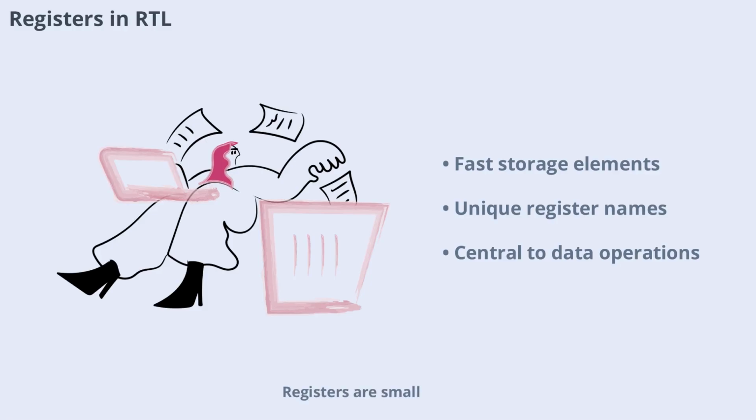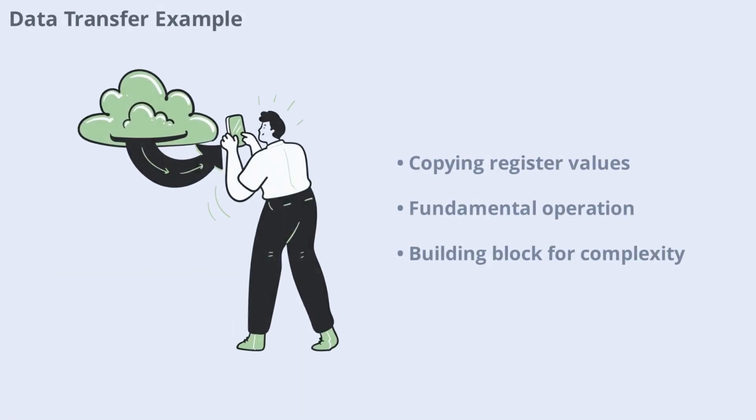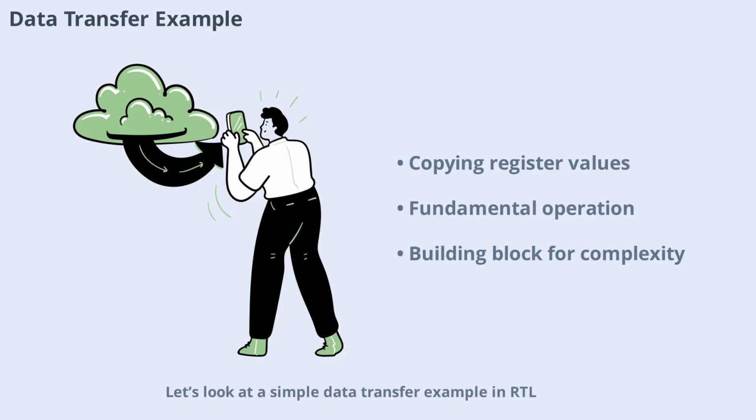Registers are small, fast storage elements within a CPU or digital system. In RTL, registers are the primary locations where data is stored and manipulated. Each register is typically identified by a unique name, such as R1, R2, or ACC, the accumulator. Understanding how registers interact is key to mastering RTL, as most operations involve moving or transforming data between these storage elements.